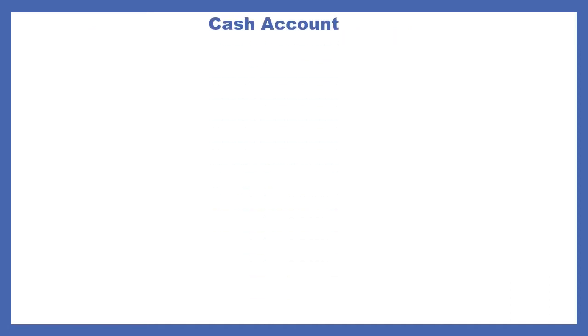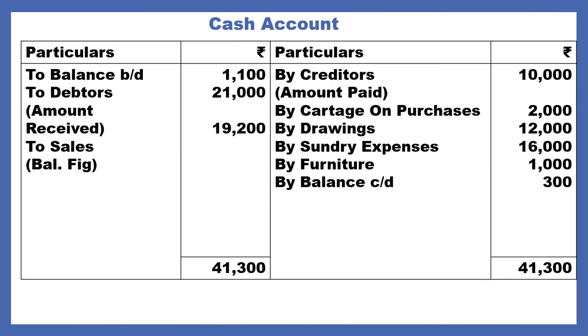Next, preparation of cash account. Opening balance they have mentioned 1,100. Then received from debtors 21,000. Paid to creditors 10,000 rupees. Then cartage on purchases expenses paid 2,000. Drawings amount withdrawn 12,000. Sundry expenses 16,000. Furniture purchased 1,000 and closing balance 3,000 rupees.